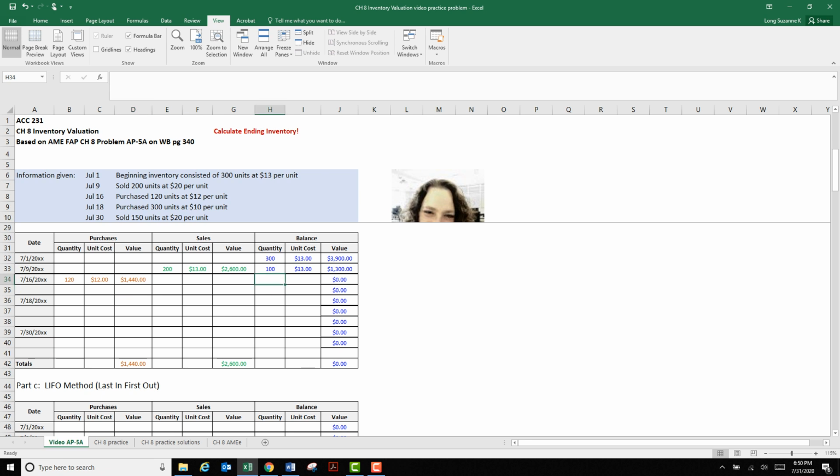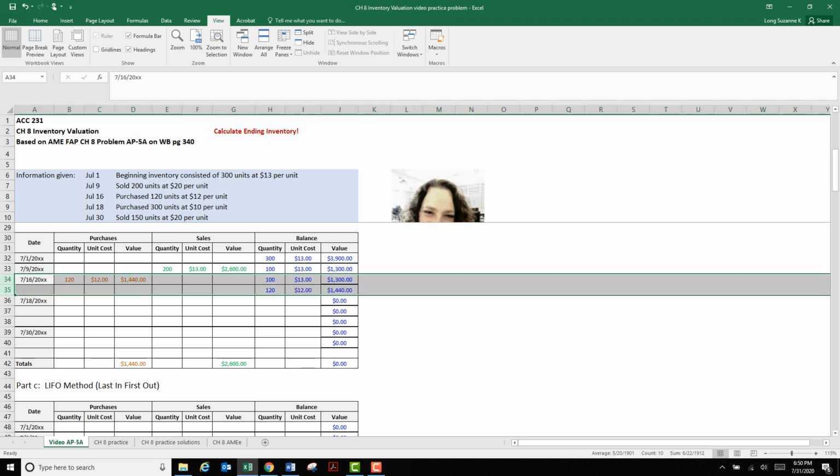I'm going to use a cell reference here. We've got 100 at 13, and we've got 120 at 12. So as of July 16th, we've got $2,740 in ending inventory.